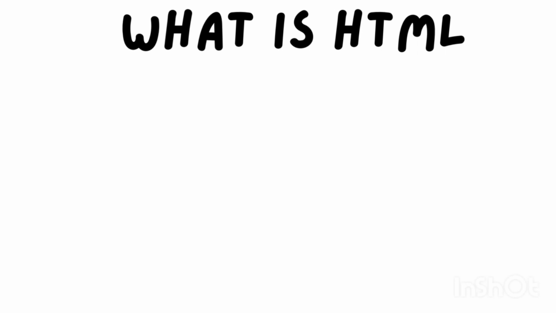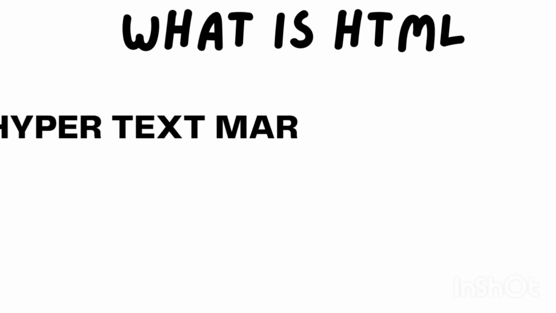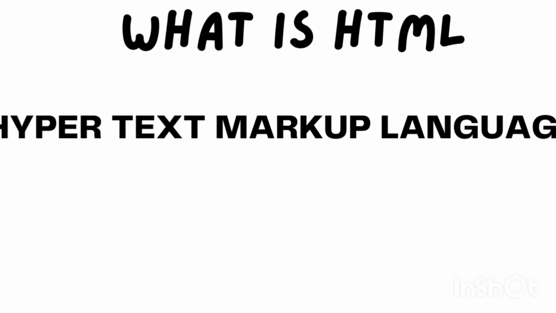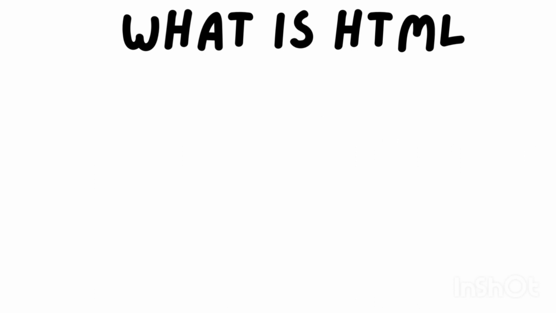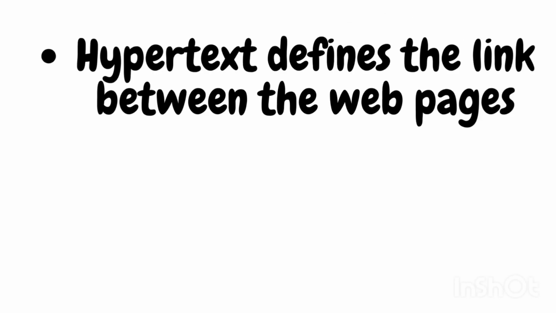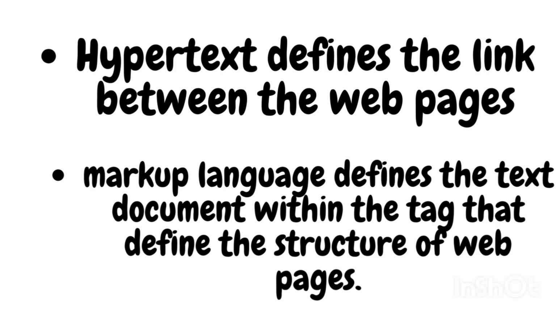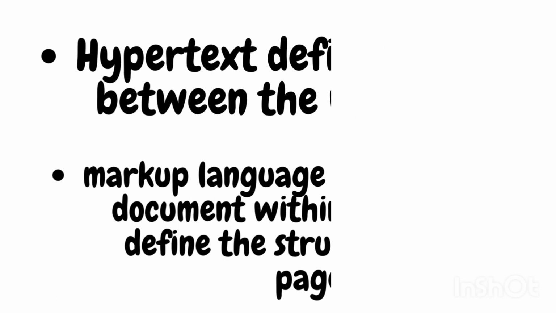HTML. What is HTML? HTML stands for Hypertext Markup Language. It is used to design web pages using the markup language. HTML is the combination of hypertext and markup language. Hypertext defines the link between the web pages, and markup language defines the text document within the tag that defines the structure of the web page.